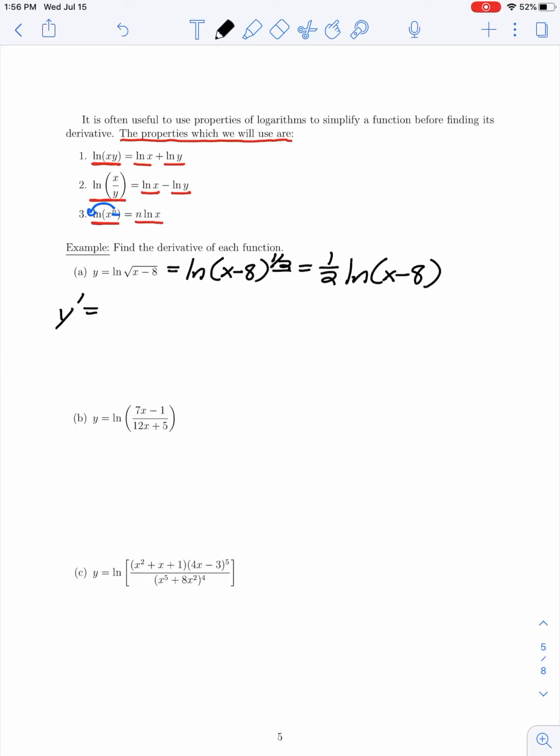So making use of the chain rule, our derivative, y prime, would be half of, well, to get the derivative of the natural log of a function, we take the derivative of that function. So here the derivative of x minus 8 is 1. And then we divide by that function itself, which was x minus 8. Or simplifying, multiplying these fractions, we have 1 divided by 2 times x minus 8, or 2x minus 16.